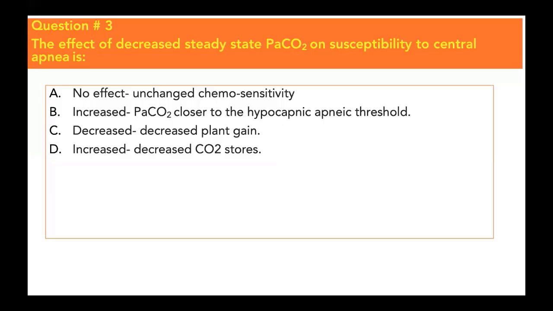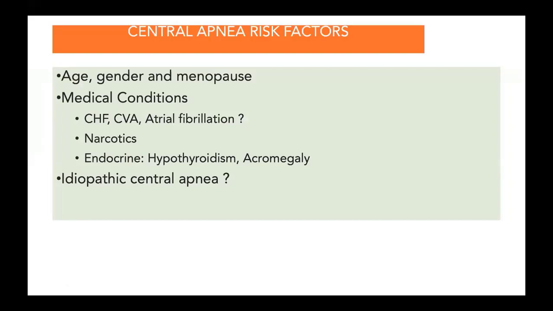Another element of plant gain is obesity. Large body, small lungs. Obese individuals have smaller lungs, which means they have a larger plant gain. So all of these things go together. The plant gain and the controller gain, both of them will affect your propensity to develop central apnea. So risk factors: we talk about age, gender, menopause, medical conditions, heart failure, CHF, CVA, opiates, hypothyroidism and acromegaly. We don't always see them. Sometimes we see them in the sleep clinic, but sometimes our endocrine colleagues don't think of them as often as we'd like. And then at the end, there's this entity called idiopathic or primary central apnea.